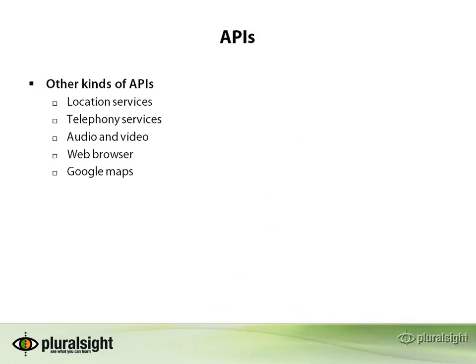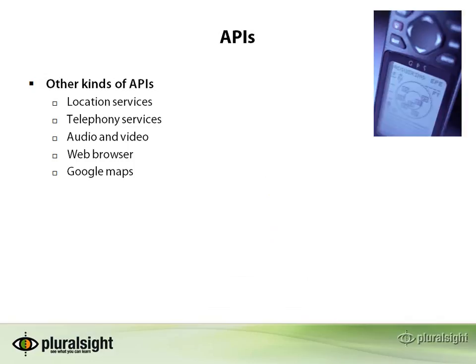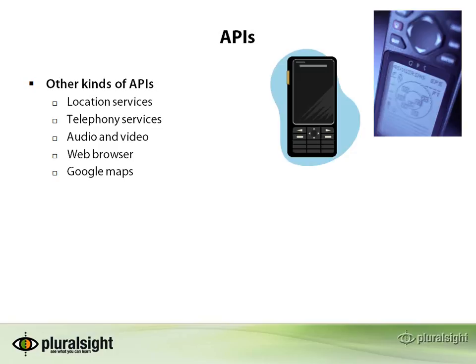The other kind of API are the APIs that are generally available to the phone. These APIs are available regardless of the Google API level. Some of these are things like location services, which would be more than just GPS. It could be Wi-Fi location. However the phone tells you that it can get your location data, that would constitute the location services.